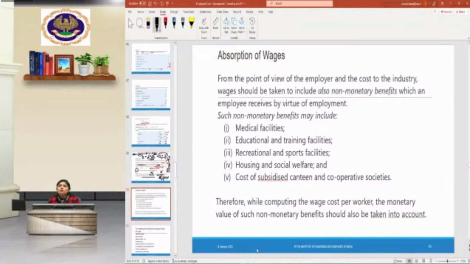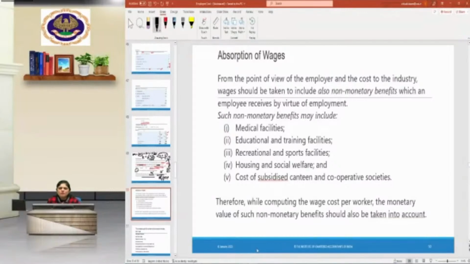Clear? So for those non-monetary or in-kind costs, we have to calculate the value, and for the organization also, that should be part of CTC, the cost to the company. All right. So what wages should be absorbed? See, the direct wages, what the worker is directly earning, are not absorbed. But all the indirect, in-kind and non-monetary wages are generally absorbed to every worker. And that carries a cost also.